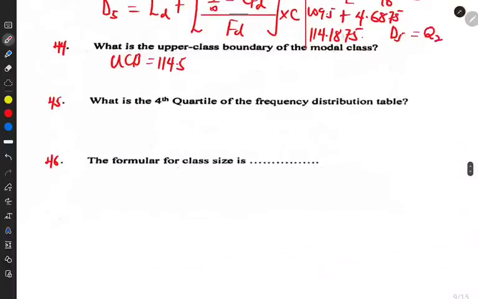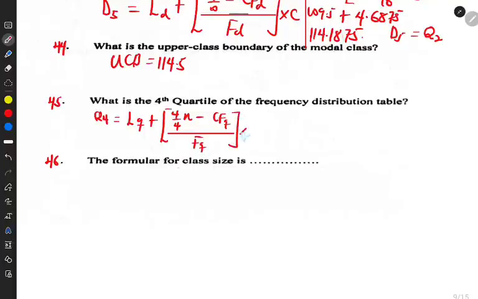Then question 45. What is the fourth quartile of the frequency distribution? So here we are looking at the 4 over 4 approach. So the same formula you work it out, and then you are good to go. So we're looking at it from Q4. Q4 is supposed to be equal to the lower class boundary of the quartile plus 4 over 4 of N minus the cumulative frequency before the quartile, divided by the frequency of the quartile, then multiply by the class size. So we flow like that, in that manner, and then we are good to go.